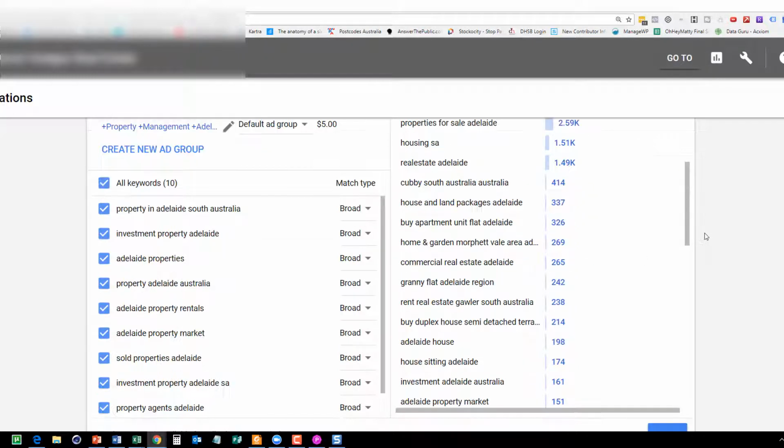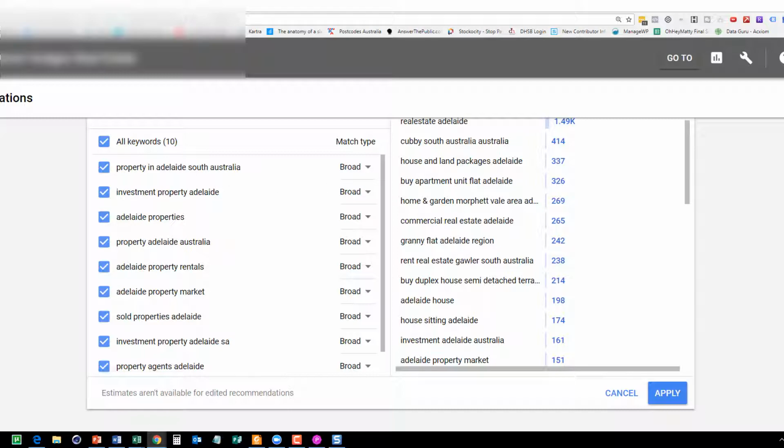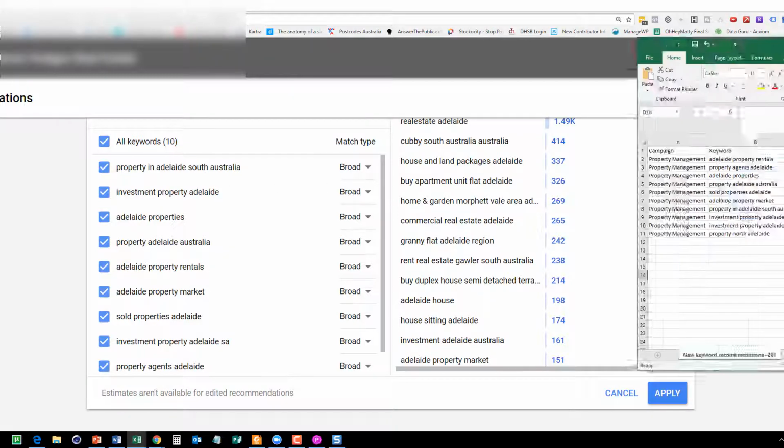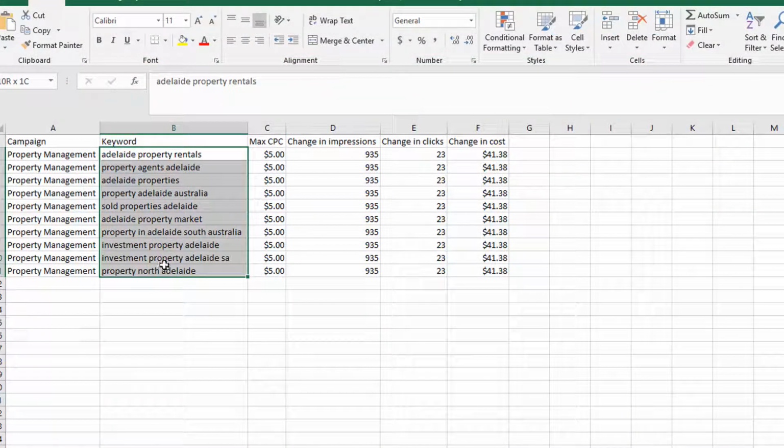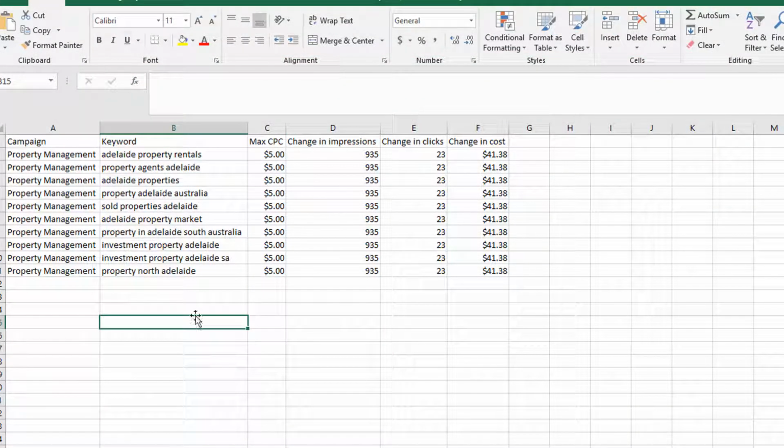Here's the interesting thing I want you to note. All of these keywords, and in actual fact, it might be easier if I just move this across here. It'll be easier to see it. All of these keywords, all 10 of these keywords, are not really orientated or completely accurate to someone who is actually looking to find a property manager. So they're either for people looking to find a home to rent, property agents, Adelaide, well, that could potentially be one, but it's a little bit open to interpretation.